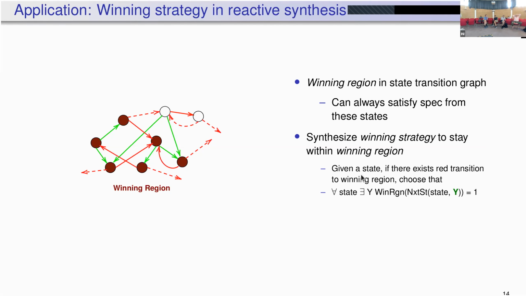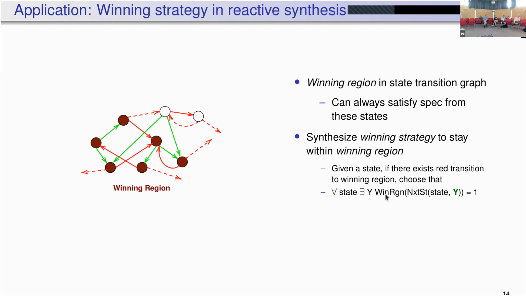So, once you've identified the winning region, this is what we want to figure out. This is what a winning strategy would be. If I'm in a state and there exists a red transition to the winning region, I should choose that. I should not choose a transition which takes me out of the winning region. So really, this is what we're trying to satisfy: for every state, I want to find out what should be the y, such that if I find the next state from the given state using y, then I'm going to stay inside the winning region.